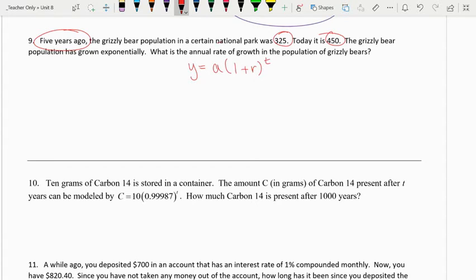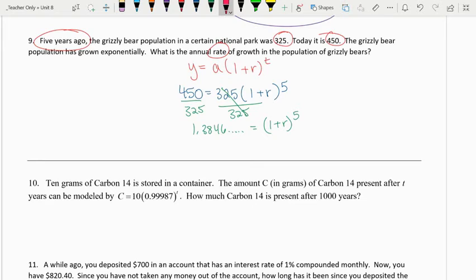Okay, so it is talking about the rate, so we're solving for r. So we have 450 is where we ended up. We started at 325. And we have 1 plus r raised to the t, which would be 5, because 5 years ago. Then we just have to start solving for r. The way that we would do that is to divide by 325. And this gives me 1.3846, and so on. Make sure that you keep that stored in your calculator for the next part.